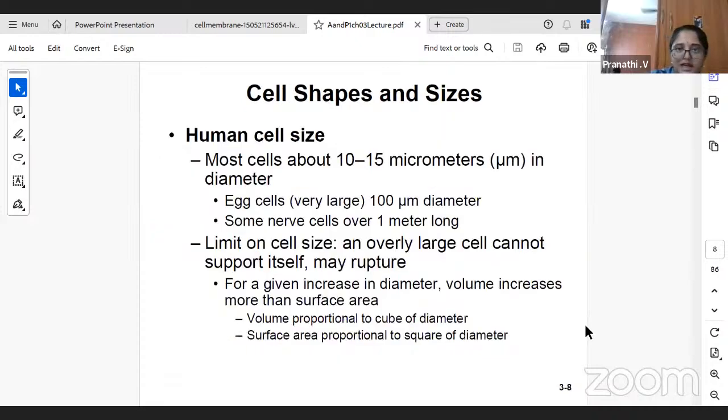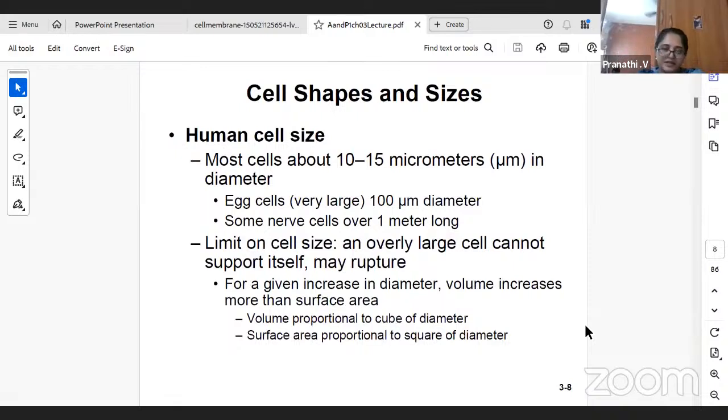So when it comes to the size, we are going to talk about very small. They are not visible to our naked eye. Most cells are around 10 to 15 micrometers in diameter, and some of the egg cells are 100 micrometers in diameter. This is the basic length that we are talking about. And nerve cells are more than a meter long.